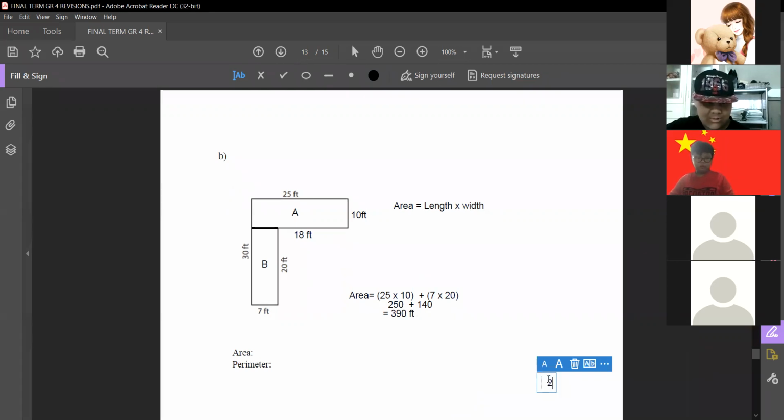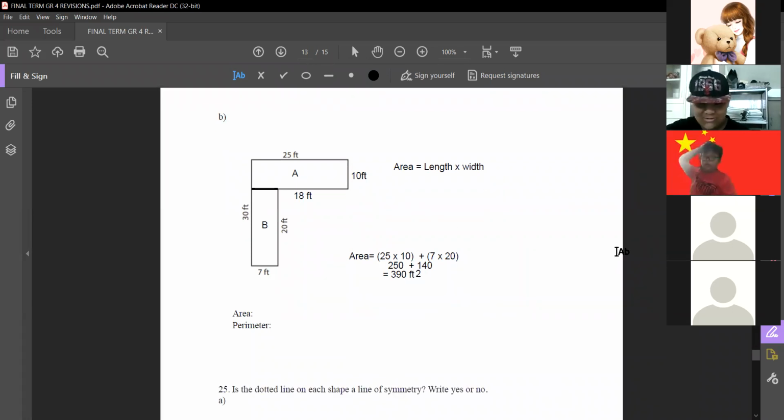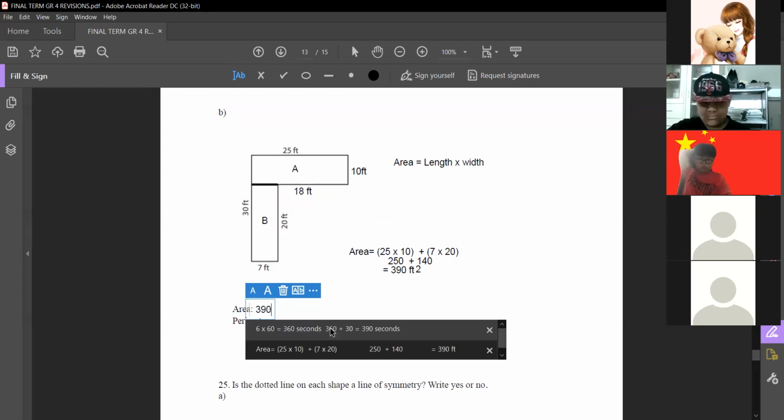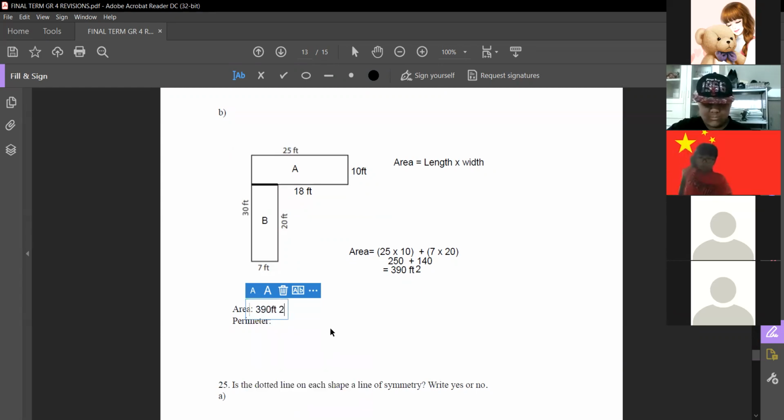Really, it's not that hard. That's why, if you think carefully and you can identify all the measurements, you can separate it and then find the area. Understand or not? Now you already cut it. So A is different, B is different. But for the area, you need to add up both. So the area is 390 feet square.